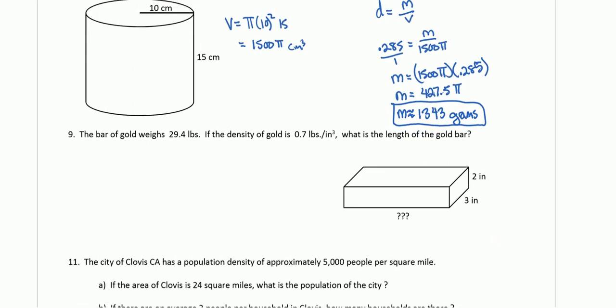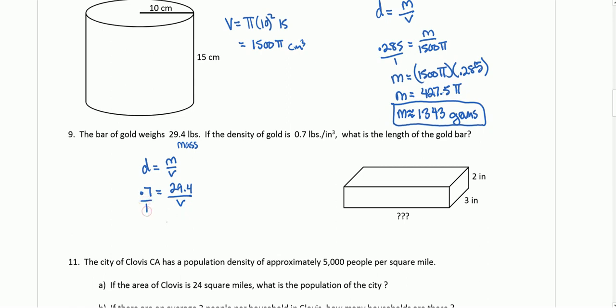We got a bar of gold that weighs 29.4 pounds, so that's mass. If the density of gold is 0.7 pounds per inches cubed, what is the length of the gold bar? So we have density is mass over volume. Density is 0.7. Mass is 29.4, and we need to find our volume first.